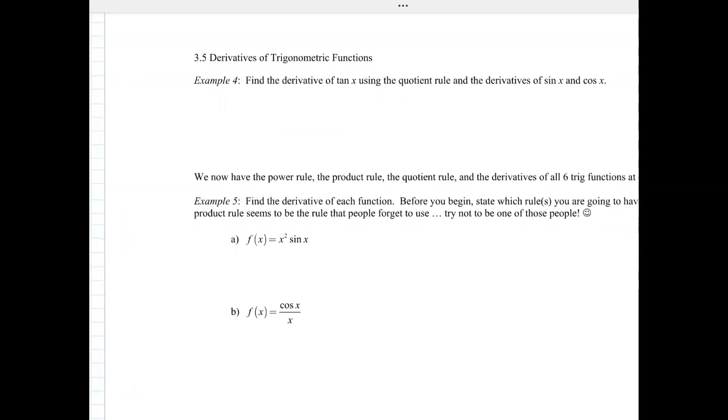Alright, find the derivative of tangent using the quotient rule, and the derivative of sine of x and cosine of x is up next.